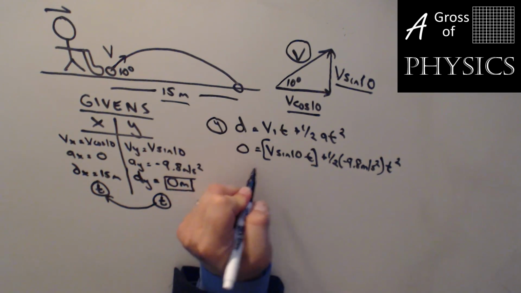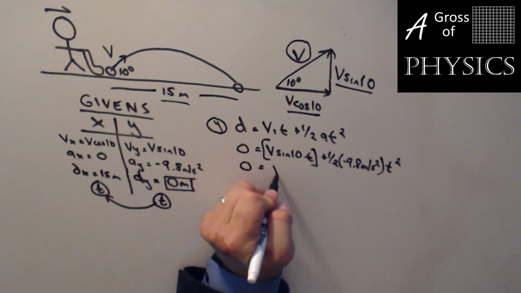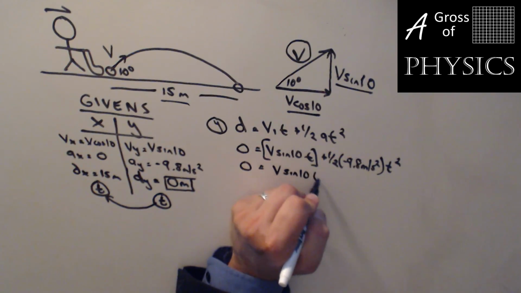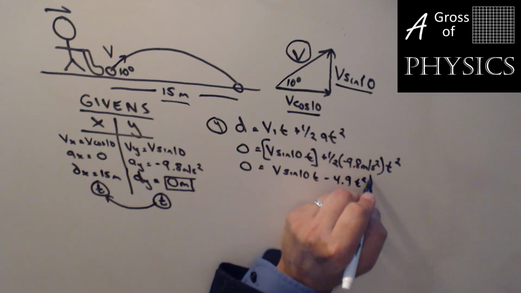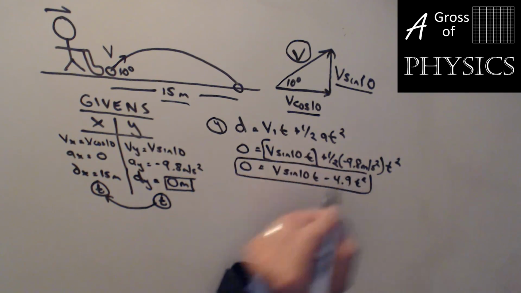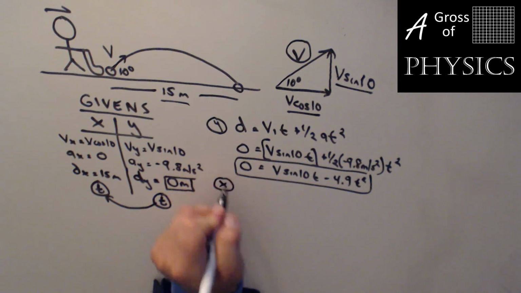And let me do the same. You know what? I'll simplify it. 0 equals v sine 10 t minus 4.9 t squared. So here is one equation. And we'll do the same for the x.